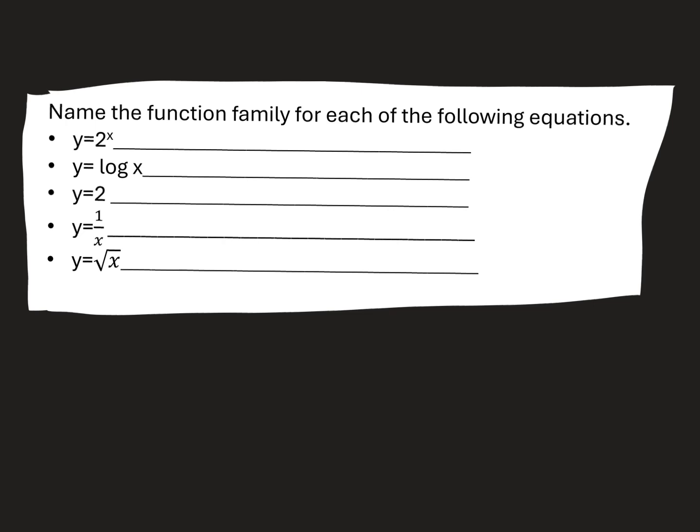Next, we want to look at these equations and see if we can figure out what family each belongs to. Again, remember at the bottom of your paper is that list of the function family names. I see one that's super easy. This is a logarithmic function because you see that word log.